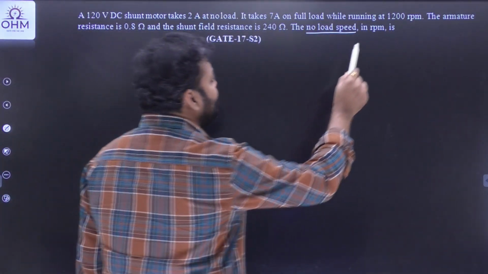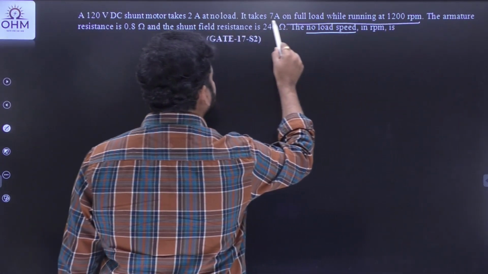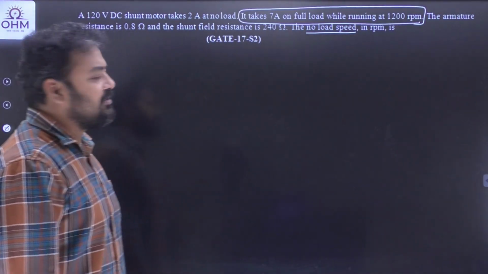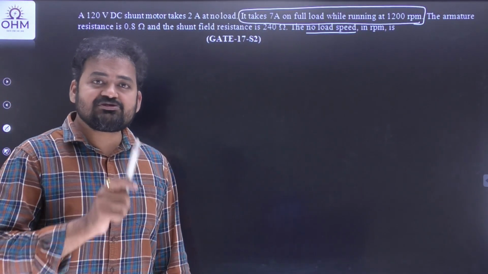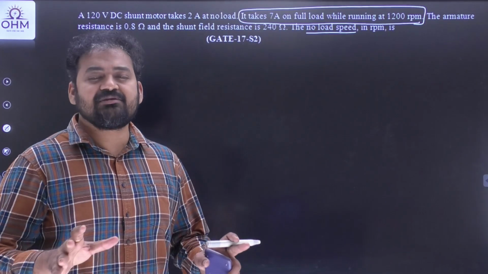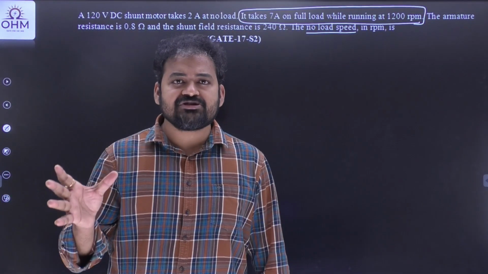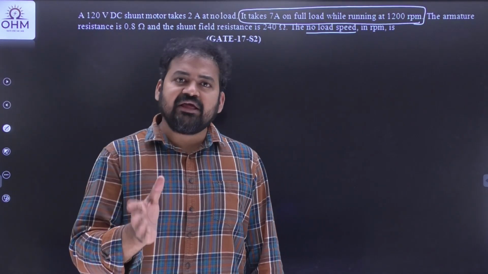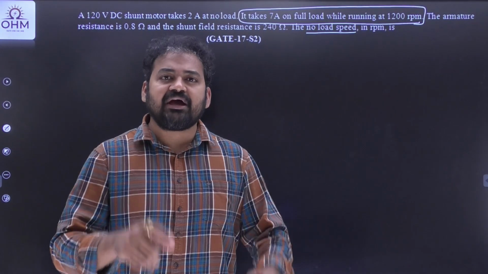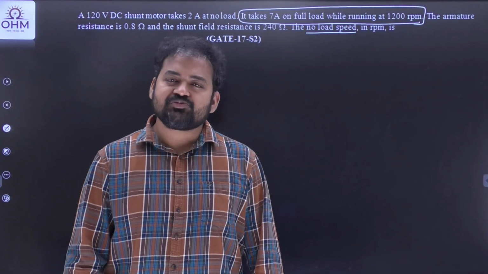Remember guys, the full load speed is already given. It takes 7 amperes on full load at a speed of 1200 RPM. Therefore, that 1200 RPM is the full load speed. We are asked to find the no load speed. So the problem is very simple. First take the no load condition and calculate the back EMF. Next, take the full load condition and calculate the new back EMF. Compare both back EMFs, and you will get the answer for the speed required.